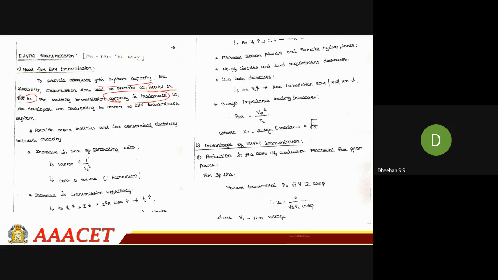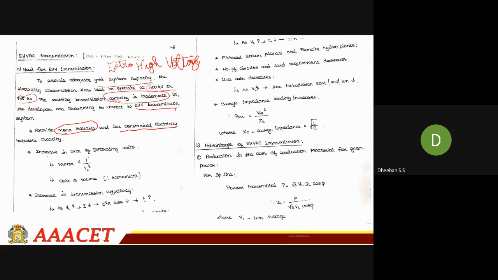So what happens is that we'll be making use of a new kind of system called extra high voltage system. EHV represents extra high voltage. So what are the advantages of this system? If you are seeing, this system is more reliable when compared to your normal traditional system, and is less constrained electricity capacity. That is, the amount of electricity constraints will be very minimum.